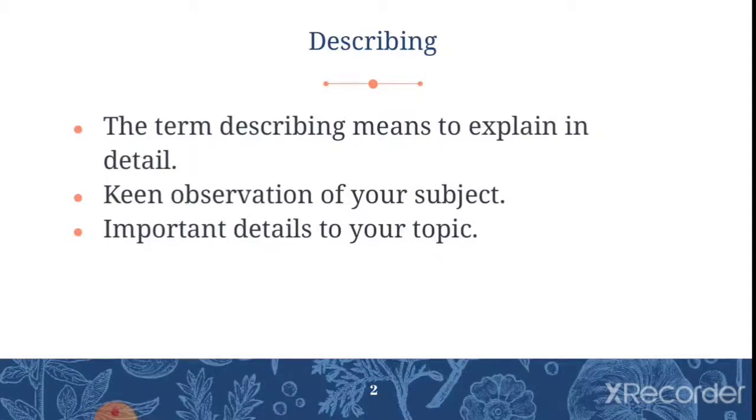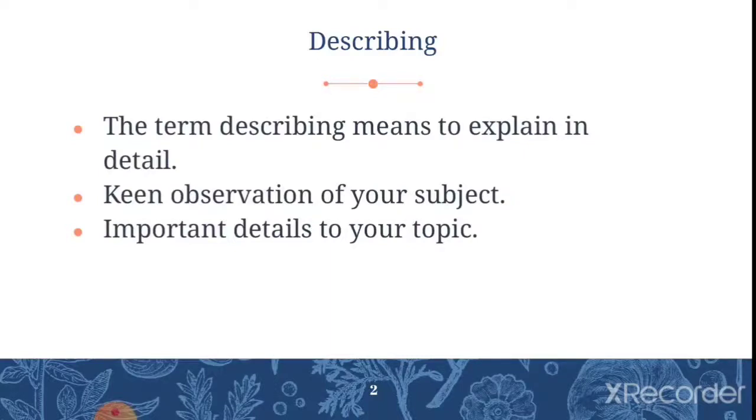If you are going to explain something, you are going to describe one particular topic, then you should observe that thing. Okay. Suppose you want to talk about your visit to Taj Mahal. So you will describe all the things which you observed when you visited Taj Mahal. Okay. So while describing, it needs keen observation of the subject, important details of your topic.